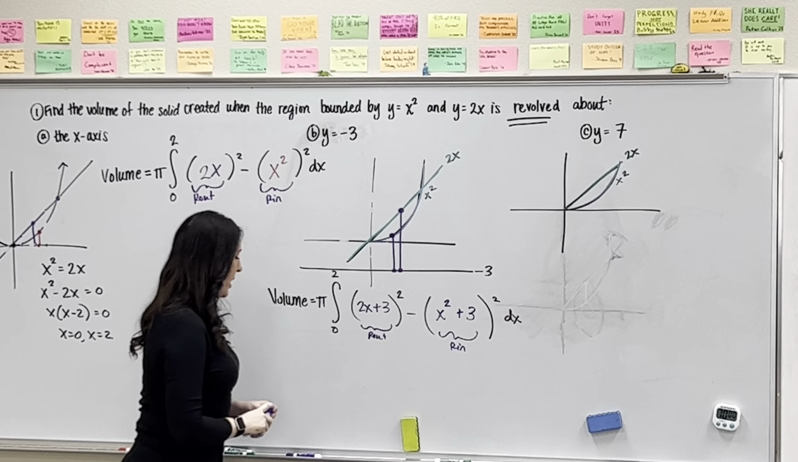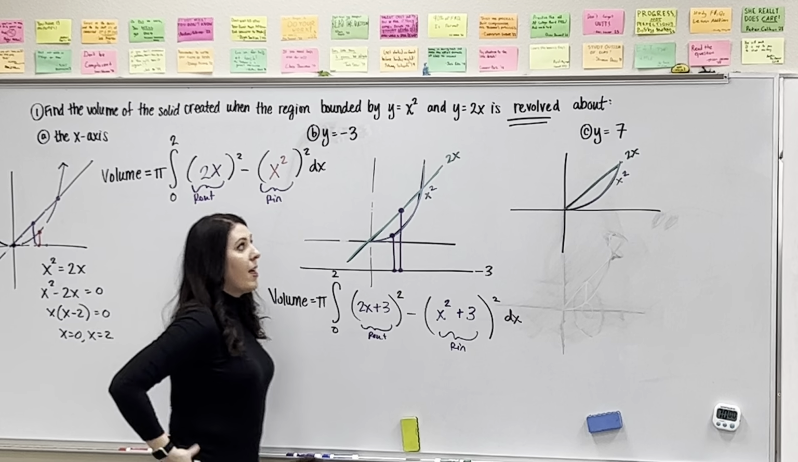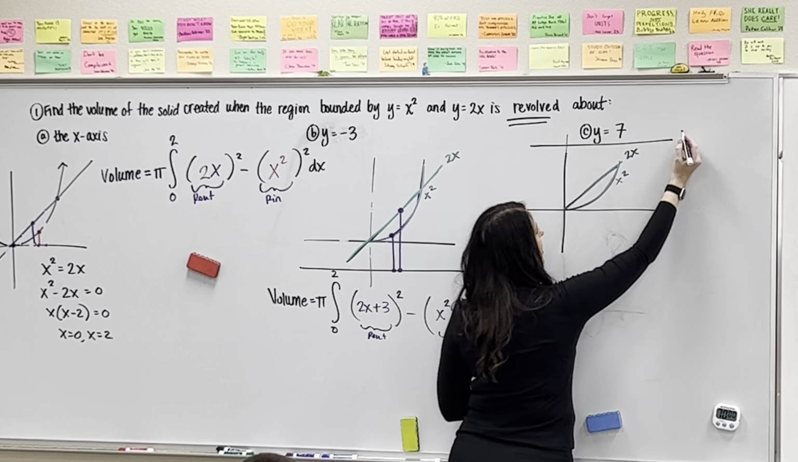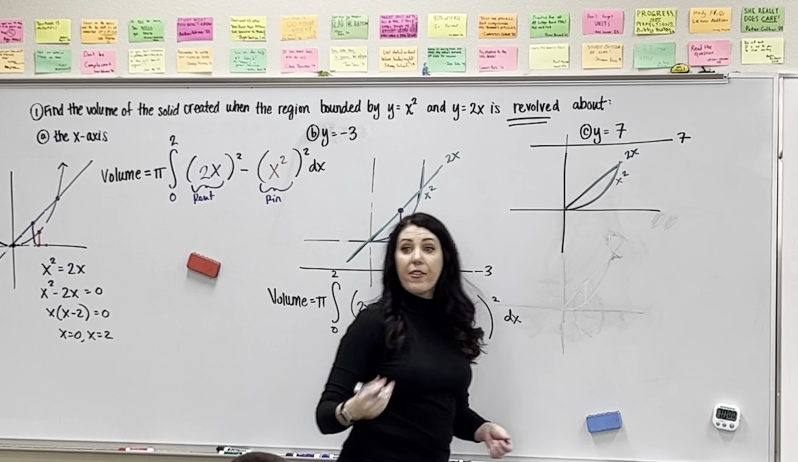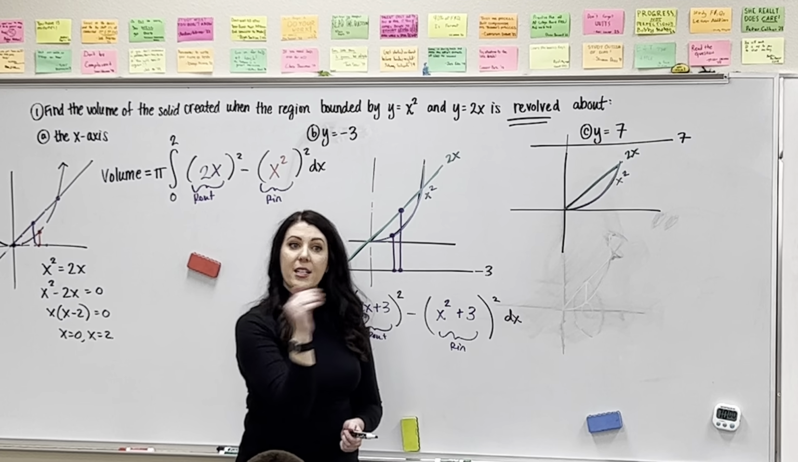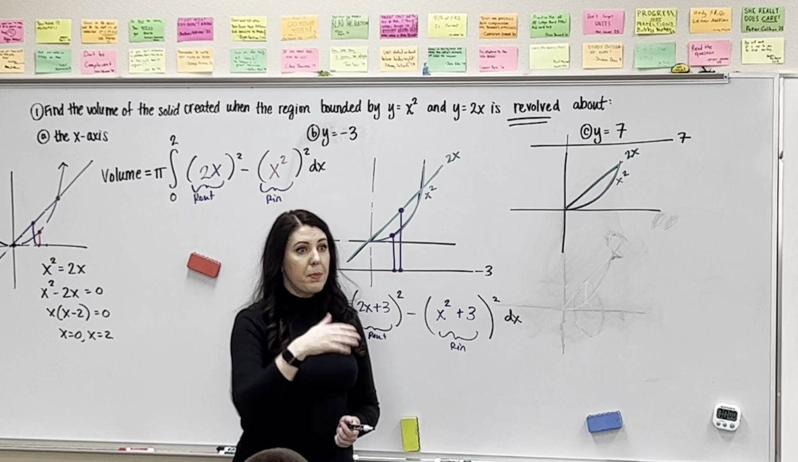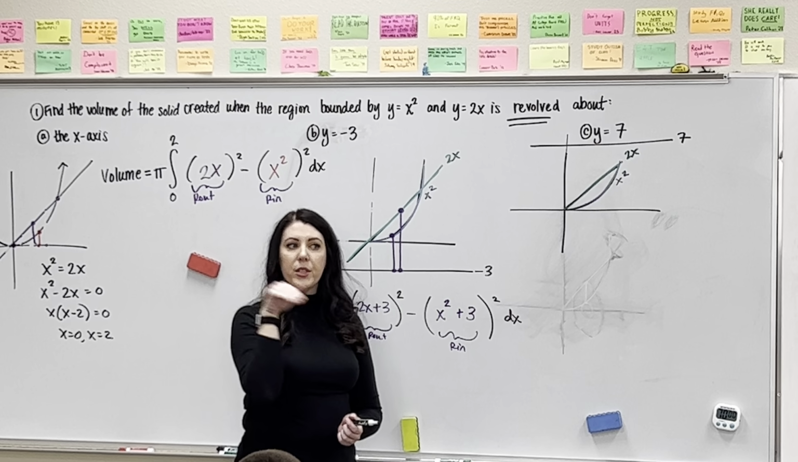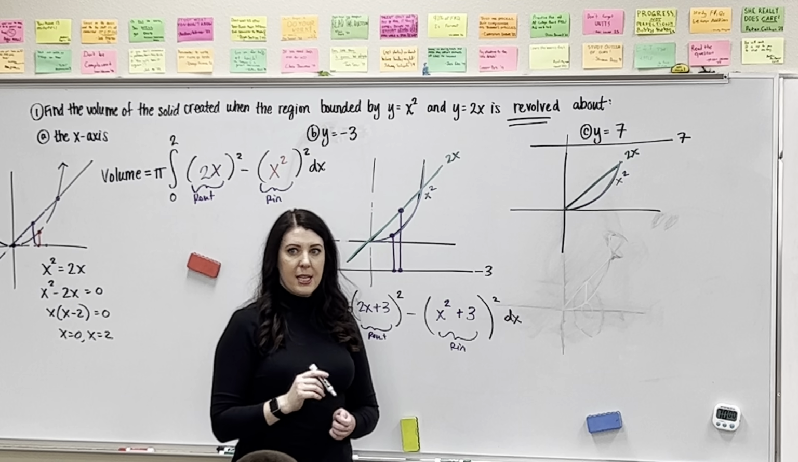But this time I'm rotating it about the line y equals 7. That is above both of these. It doesn't matter if your graph is perfect, it just matters that it's either above or below. You'll never have to rotate it about something that cuts through the area. It'll always be above or below, or touching on the bottom or touching on the top, but it will never cut through the area. Does that make sense?